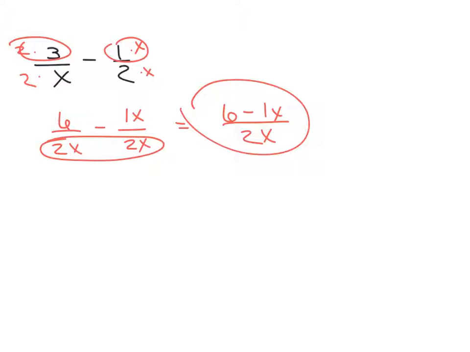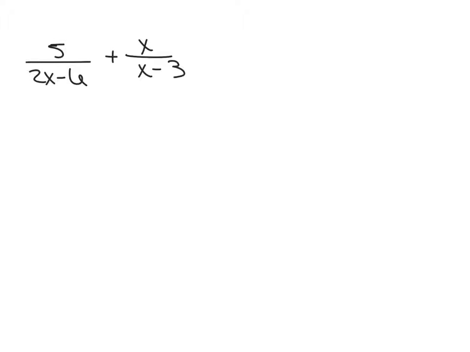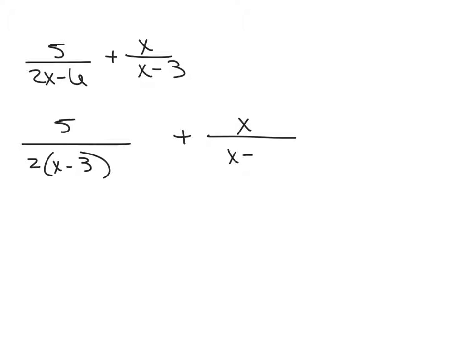Alright, let's jump to example number 5. That's on the next page here. So let's see if I can get rid of junk here. Alright, so we have 5 over 2x minus 6, and we're adding that. Alright, so first thing you want to do is you want to simplify. So this bottom can be changed to 2 times x minus 3, and the x minus 3 you can't do anything with. Let's put parentheses around it though, just to show that it's grouped.